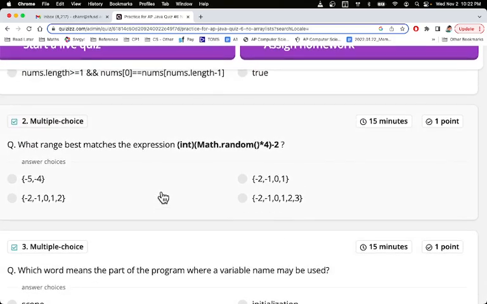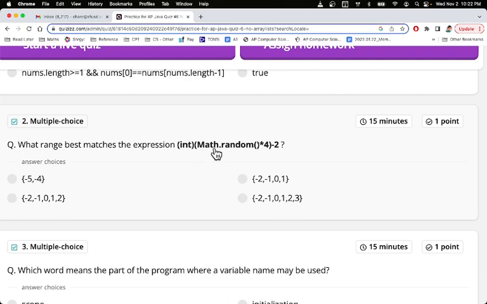Now, in the second question, over here, we're reviewing math.random. This one does have the parentheses in the correct spot. So we first evaluate math.random, generate the decimal, and we multiply it by 4, we get the numbers 0, 1, 2, and 3. With the integer cast, right? We ignore the decimals in between. 0, 1, 2, and 3.